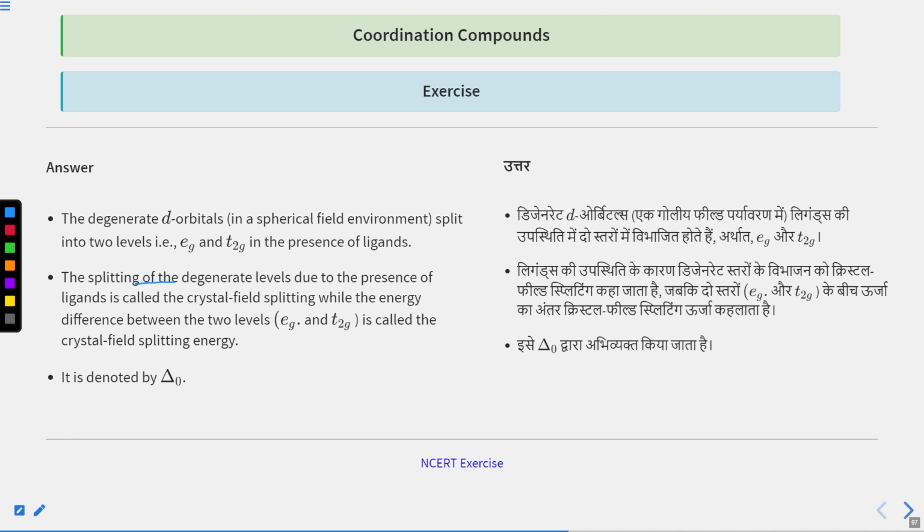The splitting of the d-orbital level due to the presence of ligand is called the crystal field splitting, and the energy difference between the two levels, Eg and T2g, is called the crystal field stabilization energy. Or you can also say the energy by which the coordination compound is stabilized is termed crystal field stabilization or crystal field splitting energy. It is denoted by delta. In case of octahedral it is delta O, in case of tetrahedral it is delta T.